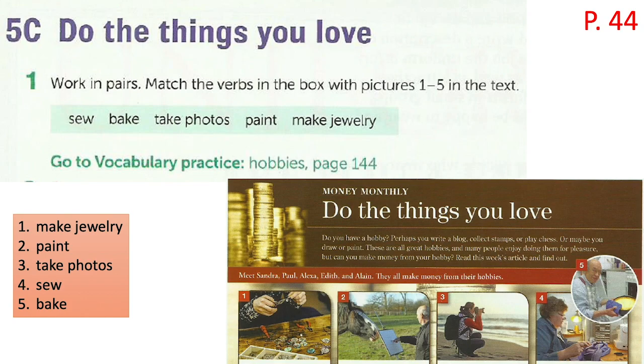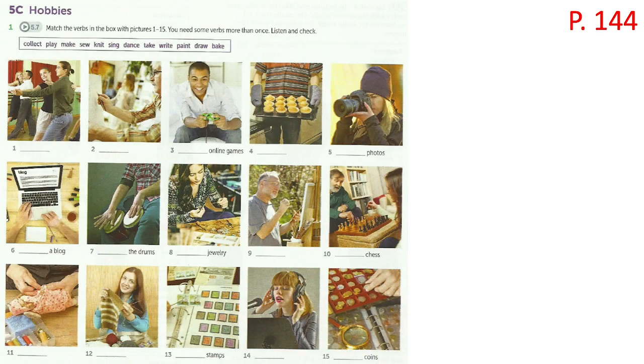So now we are going to go to a page in which we are going to see more words related to activities people like doing or enjoy doing. Go to page 144, and there you can see some other words related to hobbies, as I told you at the beginning of today's class. You look at the pictures and match them with the words from the box. Which words do we have in the box? The first, collect, play, make, sew, knit. This is what my grandmother does. Sing, dance, take, write, paint, draw, and bake.